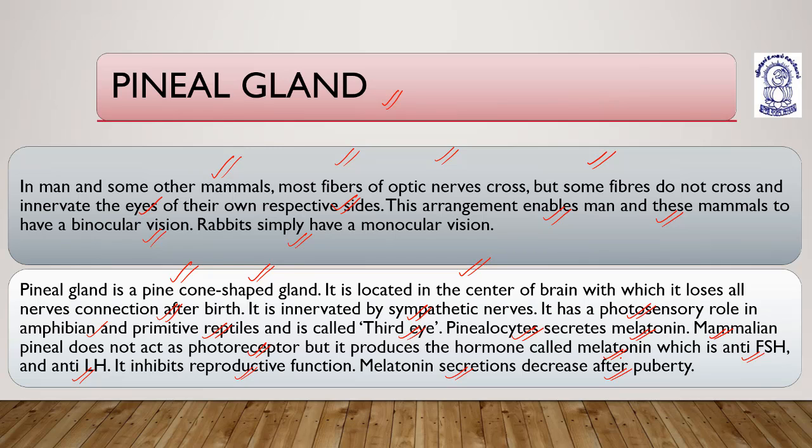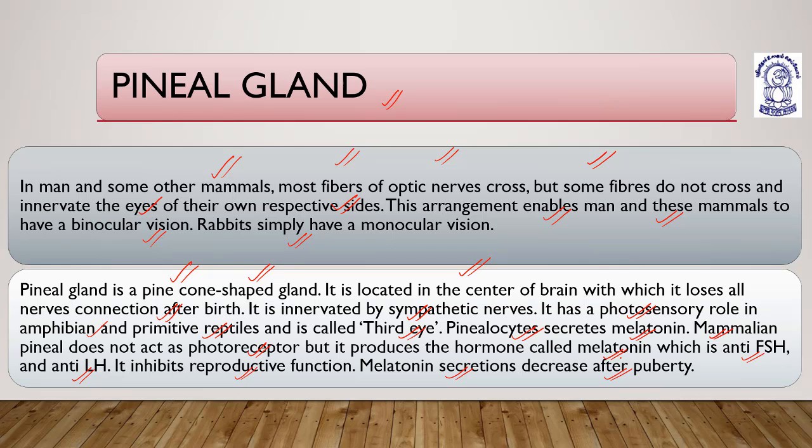So the pineal gland is a pine cone-shaped gland located in the center of the brain, with which it loses all nerve connection after birth. It is innervated by sympathetic nerves and has a photosensory role in amphibians and primitive reptiles, which is why it is known as the third eye, but in mammals it does not have a photosensory role. Pinealocytes, the cells of the pineal gland, secrete melatonin. The mammalian pineal gland does not have a photoreceptor, but it produces a hormone called melatonin, which is anti-FSH, anti-follicle stimulating hormone.